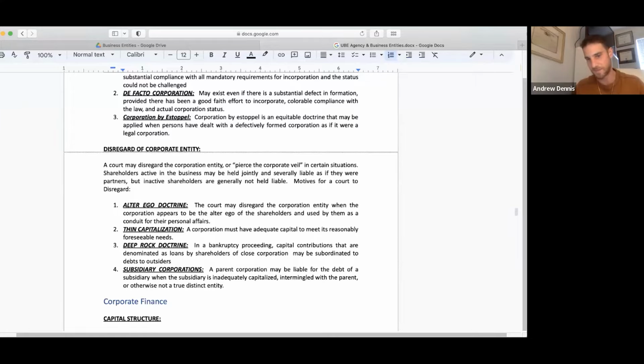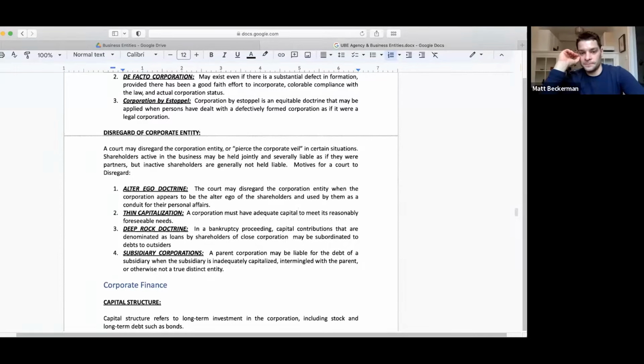Very hard concept, the deep rock doctrine. Have you ever seen that tested on the UBE essay? I've never seen that, period. Oh, all right, bet. All right.